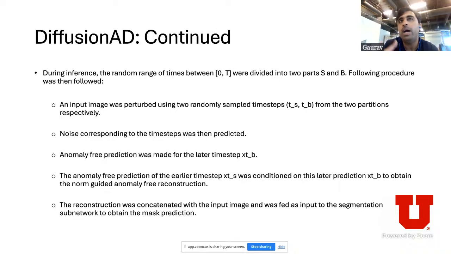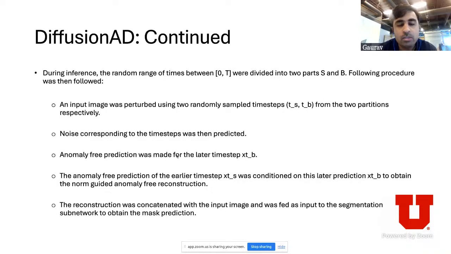We have a normality restored image in this case, or a normal appearance in the image, but that might have certain distortions in the already normal areas. That's where they had a two-step guided process, where they first perturb it using two randomly sampled time steps, one being a smaller time step and the other a larger time step, from these two partitions. Then the noise corresponding to the time steps was predicted. For both of these time steps, the noise was predicted using the diffusion model that was trained on the normal samples.